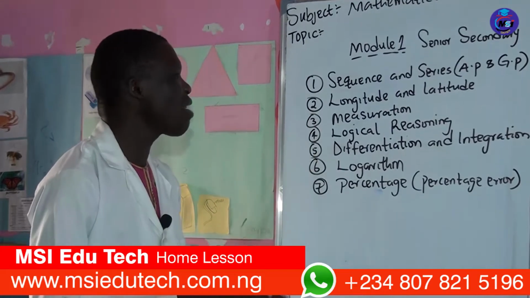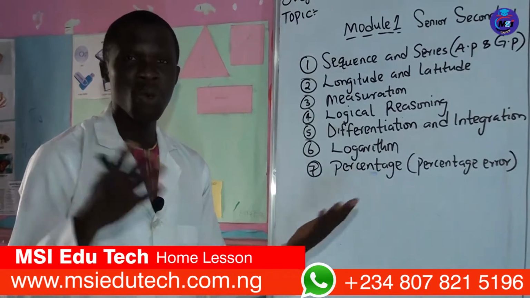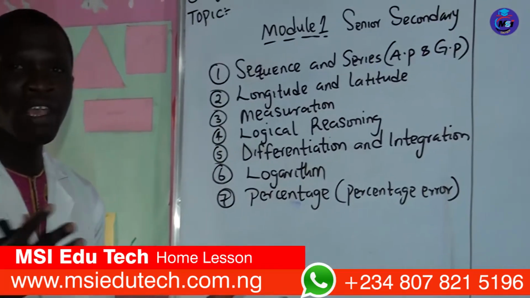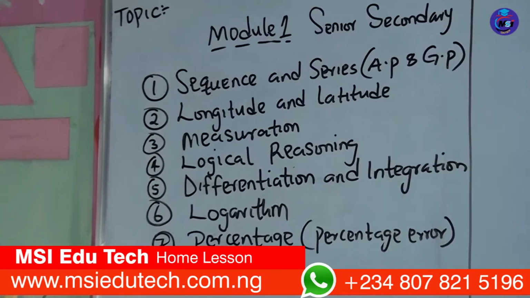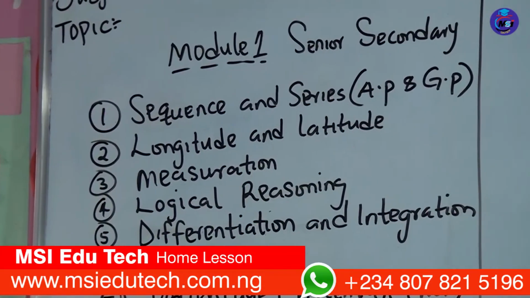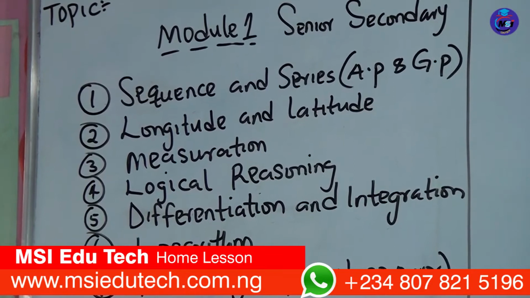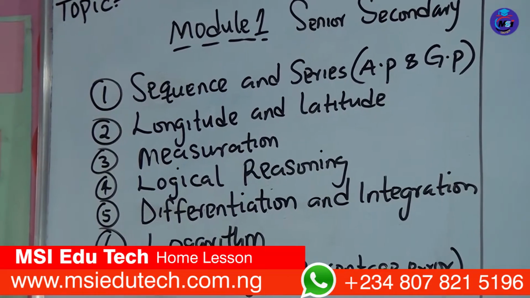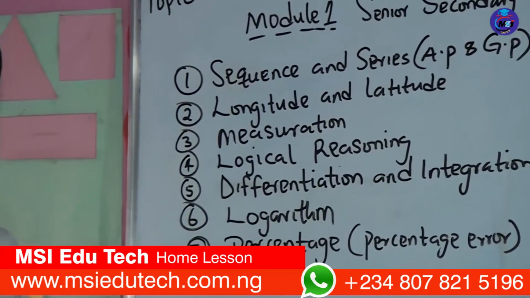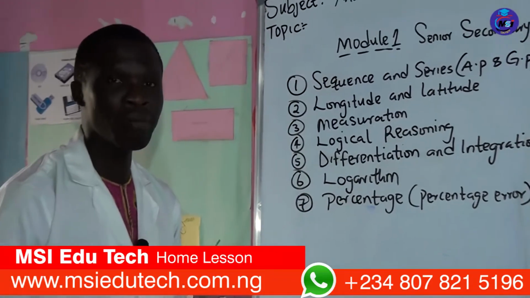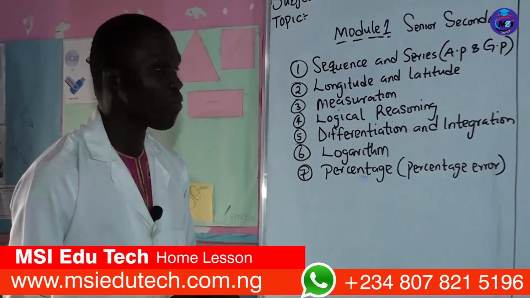Number 3, we have mensuration, where we'll be talking about the area and perimeter of a circle, the area of a cylinder, the area of a cone, and the volume of a cylinder and volume of a cone.